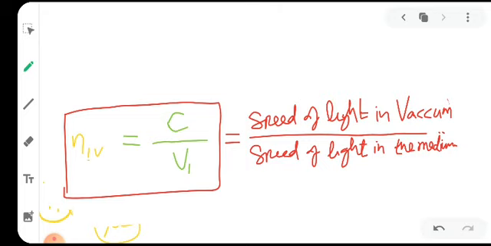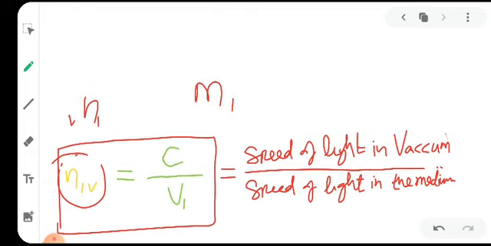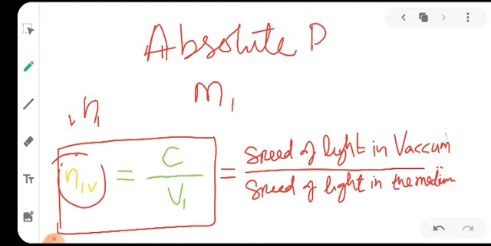Also, this particular quantity, this refractive index, you can just call it refractive index n subscript 1, which only means that it is the refractive index of medium 1. This ratio, this refractive index, is also known as the absolute refractive index.